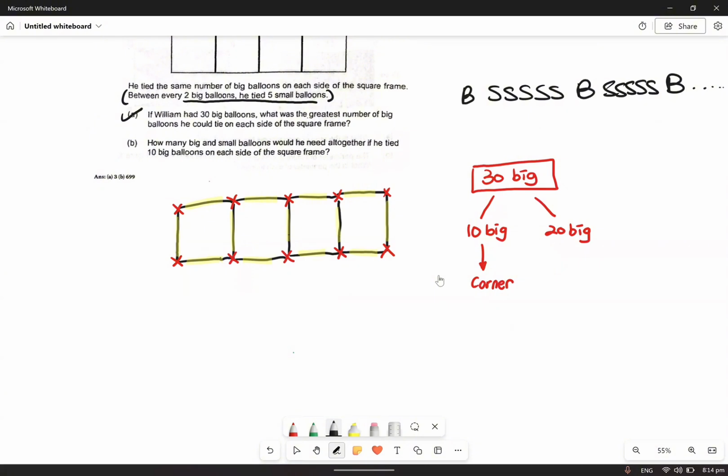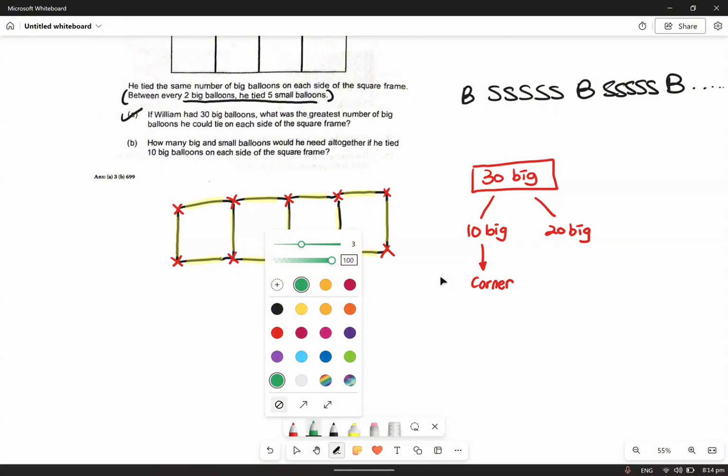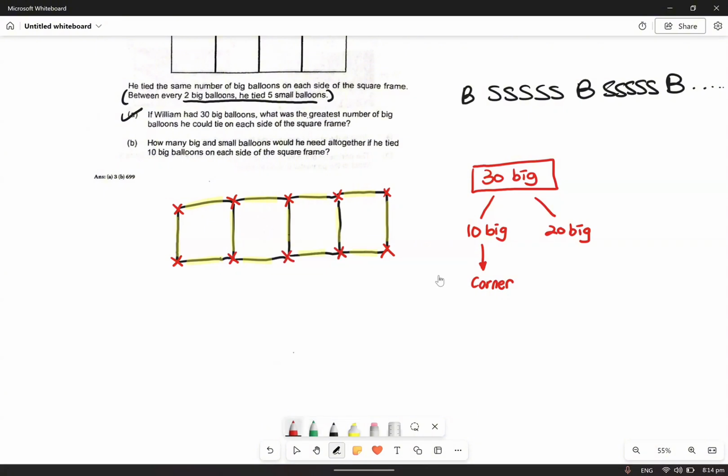But 20 can't be divided by 13, absolutely. So for the greatest number, I'm just going to use another color. Let's say I just put 1 first, because the question wants us to find how many big balloons there are on each side of the square frame. So 1, 2, 3, 4, 5, 6, 7, 8, 9, 10, 11, 12, 13. Can I put more? No. Why? Because I don't have enough.